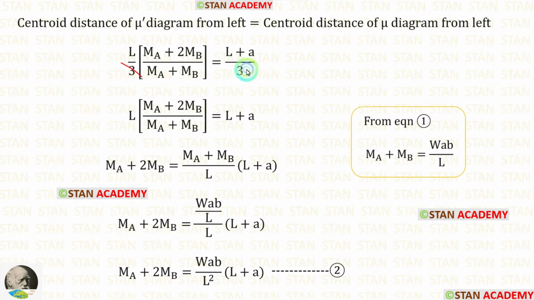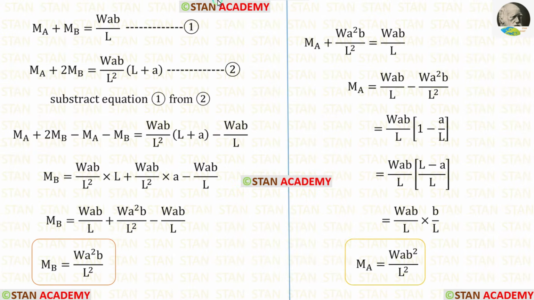Then let us eliminate 3. Then let us take L upon MA plus MB on the right side. It will come inversely. From the equation number 1, we know that MA plus MB is WAB upon L. So instead of MA plus MB, let us apply WAB upon L. L into L, we will get L square. Let us keep this equation as number 2. We have made two equations.